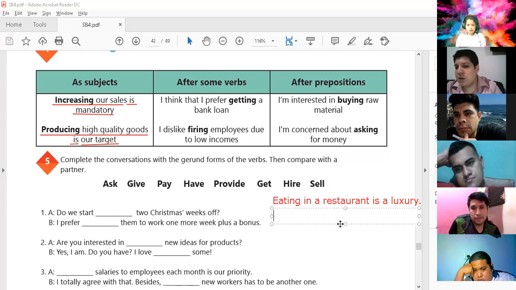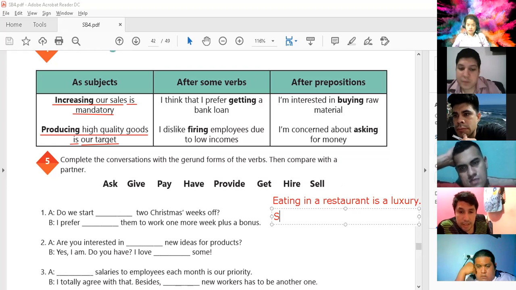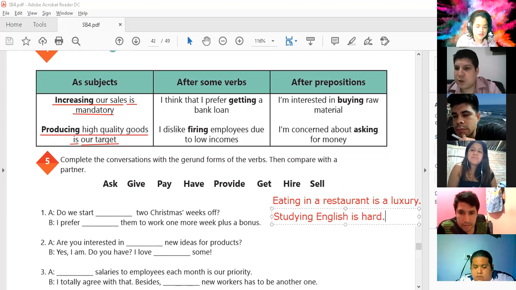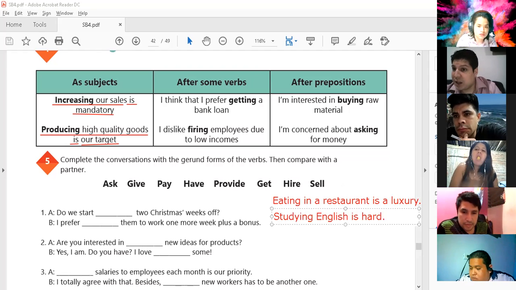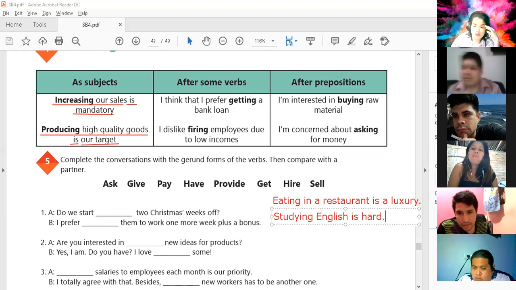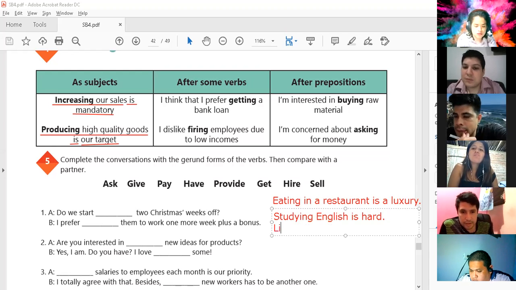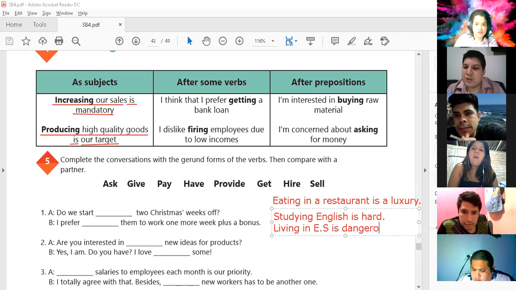Estudiar inglés es difícil. Studying English is hard or difficult. Okay? So, estudiar inglés is not an action, tough también, ¿verdad? Very good. Vivir en El Salvador es peligroso. Living in El Salvador is dangerous.